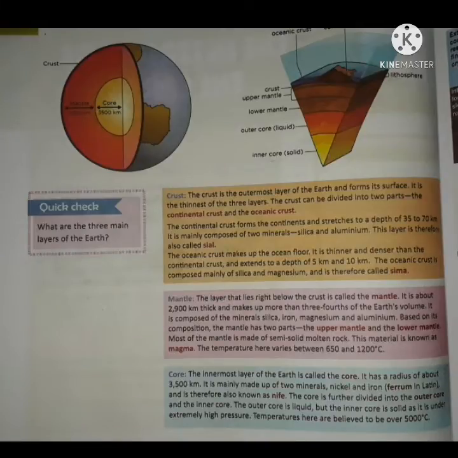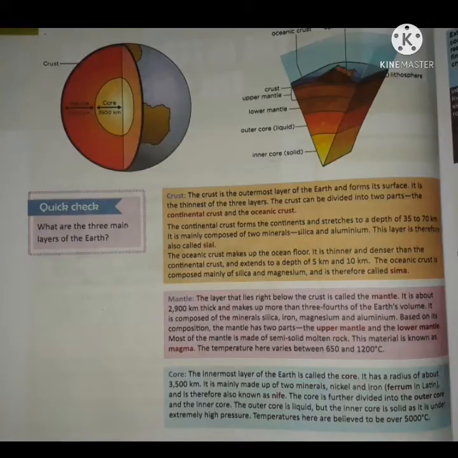The oceanic crust makes up the ocean floor and it is thinner and denser than the continental crust. The oceanic crust is composed mainly of silica and magnesium and therefore it is known as sima. So we have read about the two layers, sial and sima. Now let us move on to the mantle.